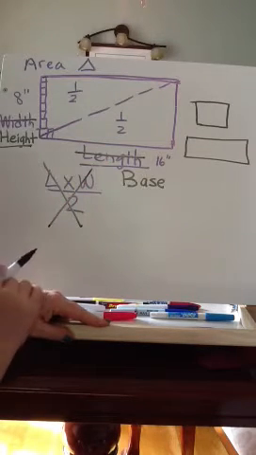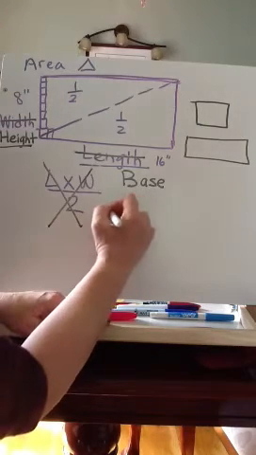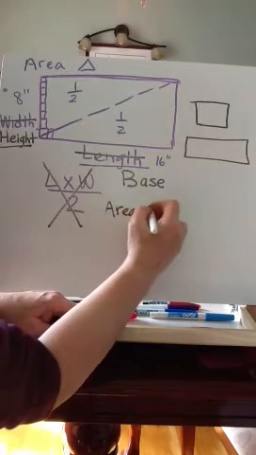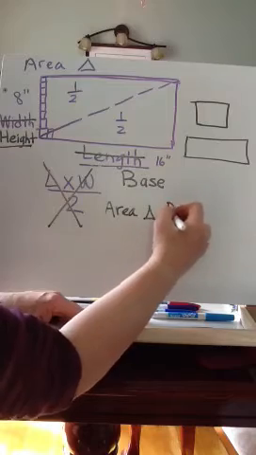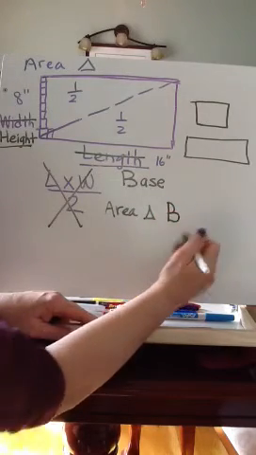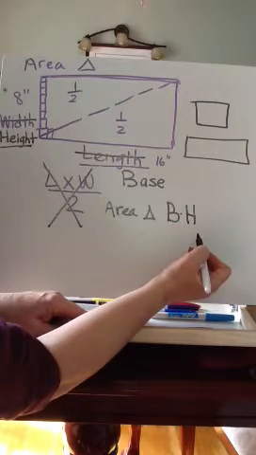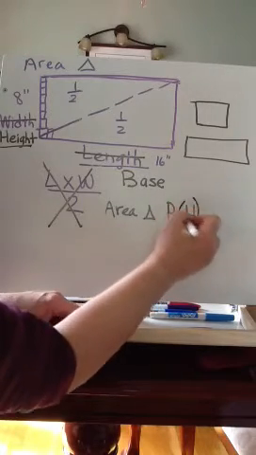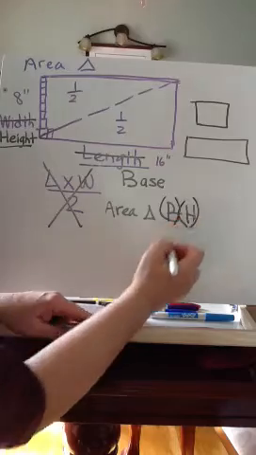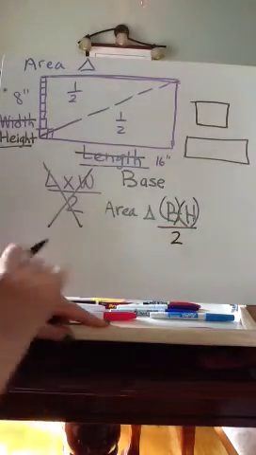We're going to say that the area of a triangle is base, and B will stand for base, times height. And remember, if we're multiplying, we don't necessarily need a multiplication sign. We could do this if we'd like. And we're going to divide by 2.